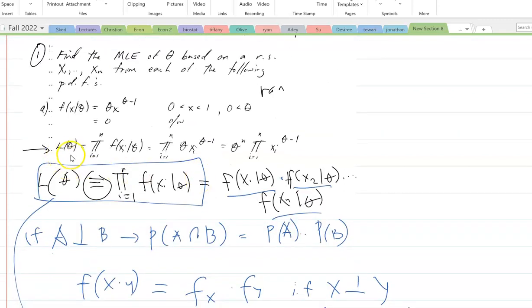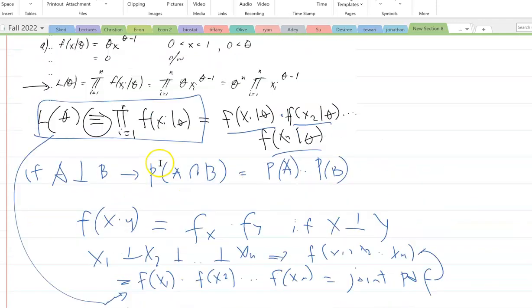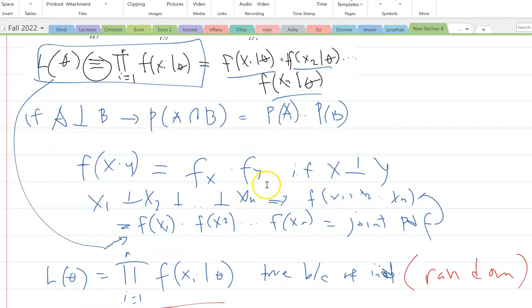So first we're going to form the likelihood function. It is defined as the product of the PDF. Technically this is the joint PDF, but because of the independence, it simply becomes a product. So it will be f of x1 times f of x2 all the way to f of xn. Again, because of the independence, the joint PDF is simply the product of the PDFs, and that's why it allows us to get the product.